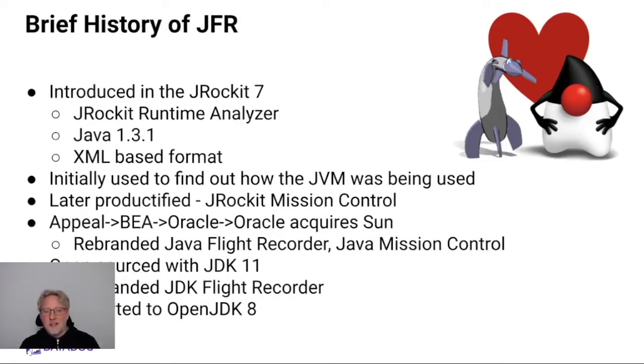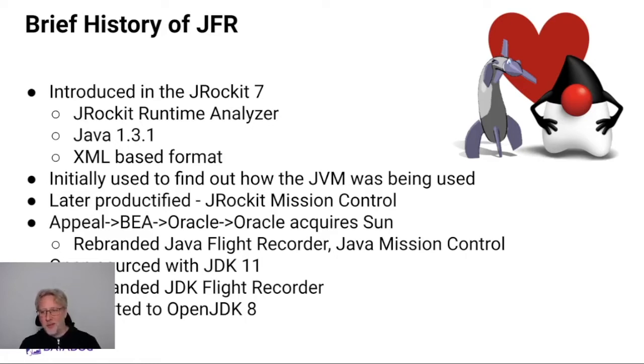So this all started a long time ago with a Swedish little runtime called JRocket. I'm not going to spend too much time on this slide, but it was initially used to figure out what was going on in the runtime, what kind of applications and how the applications were utilizing the runtime. So we used it as a tool to optimize the runtime itself, not to find problems in customer applications. Of course, since there was a bit of an interest in this from customers and we needed money, we were a small Swedish company, we productized it and we called it JRocket Mission Control.